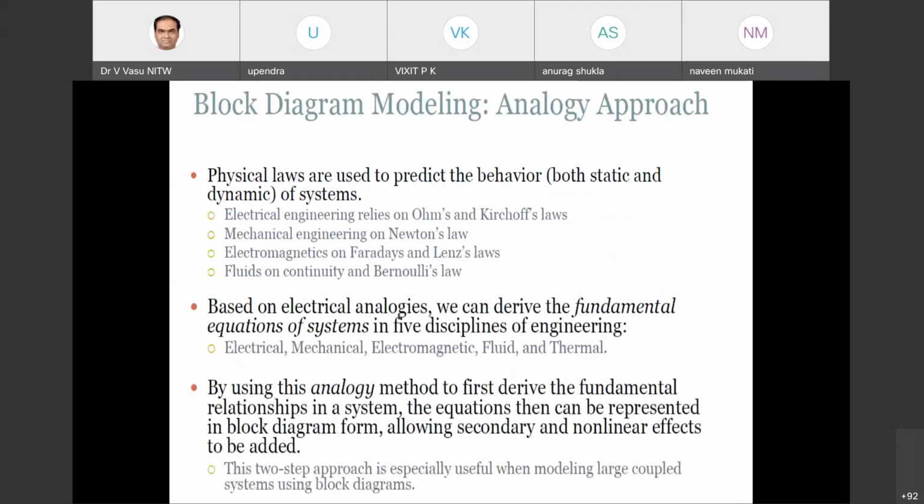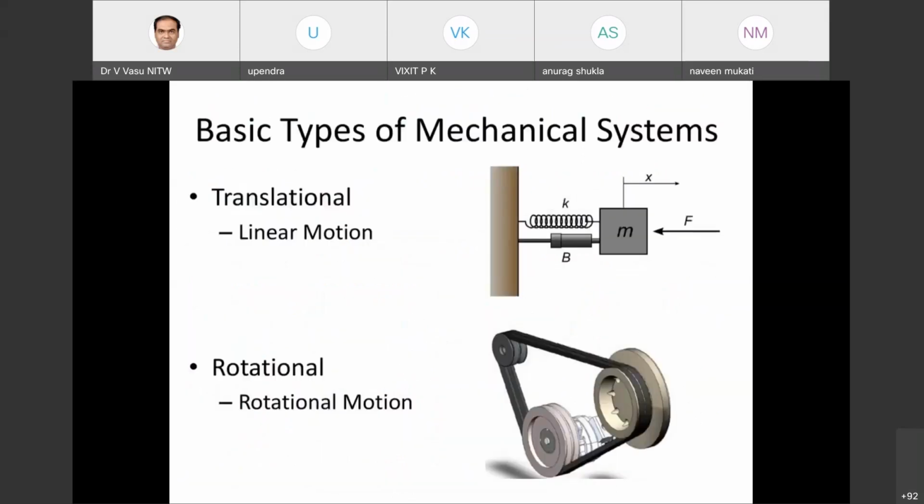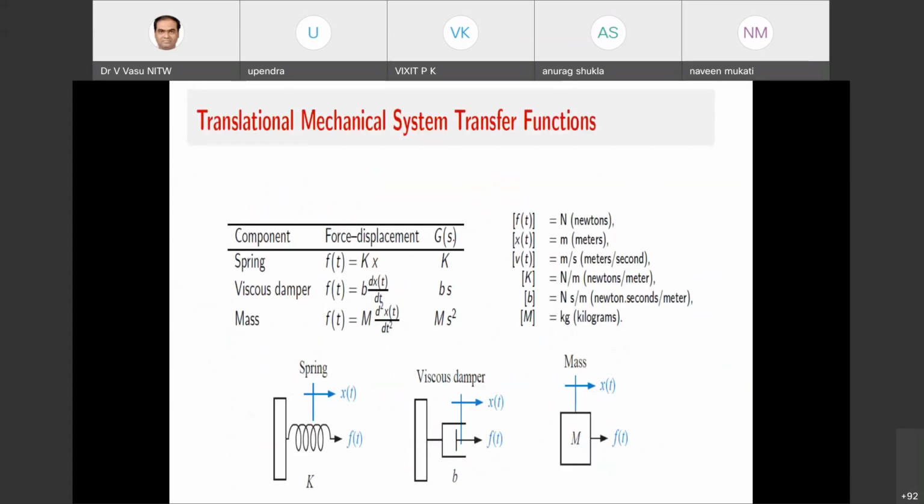Okay, if you look at mechanical systems, translation, that is linear motion, and rotary motion are the two important types of mechanical systems. If you consider the linear systems, we have the spring, damper, and mass, which are the three important components used at that point.